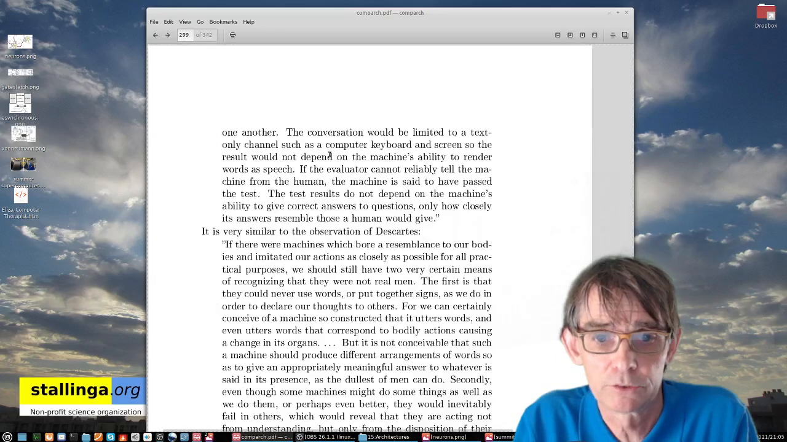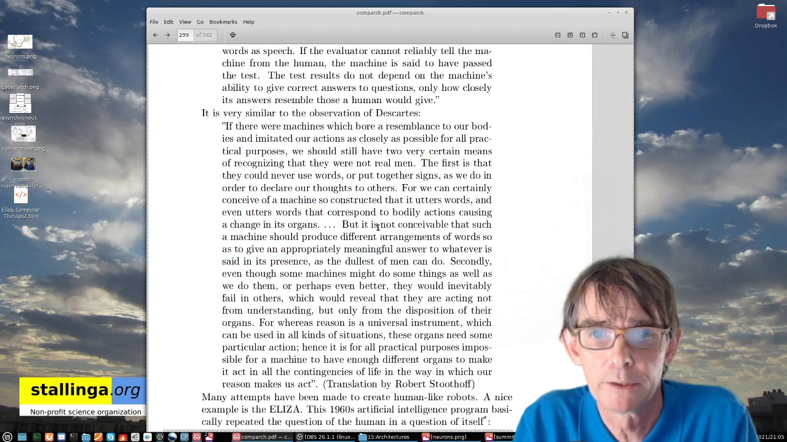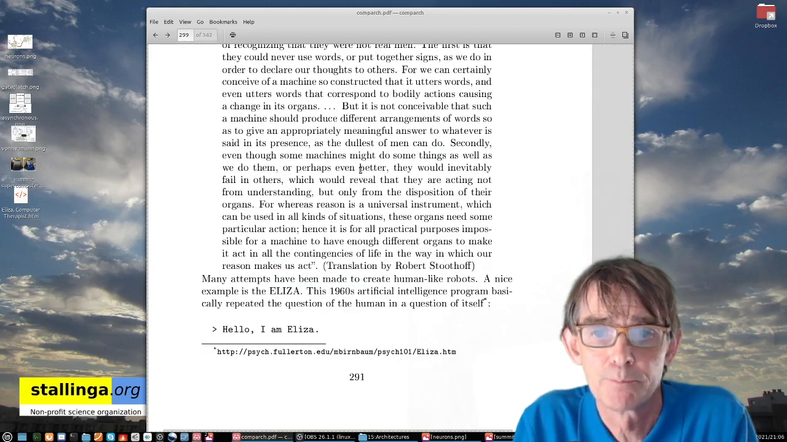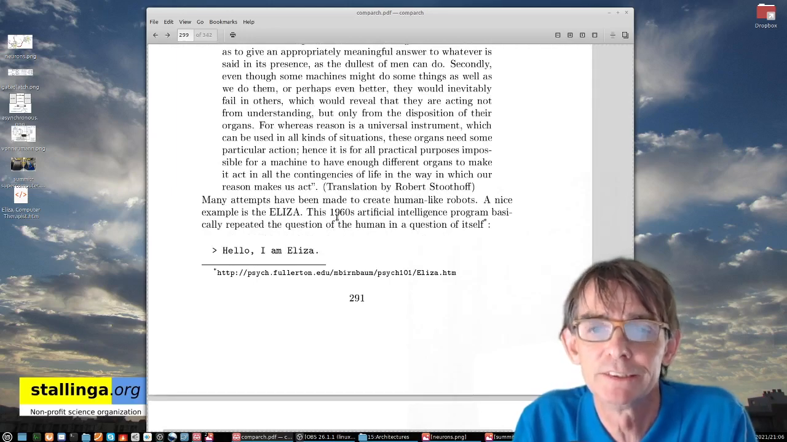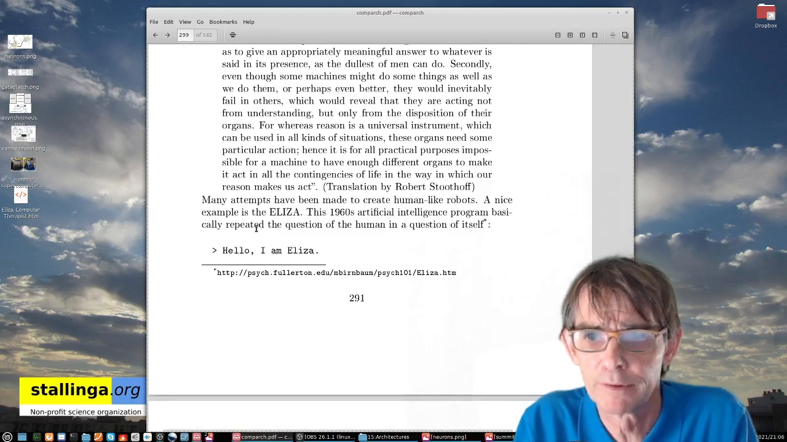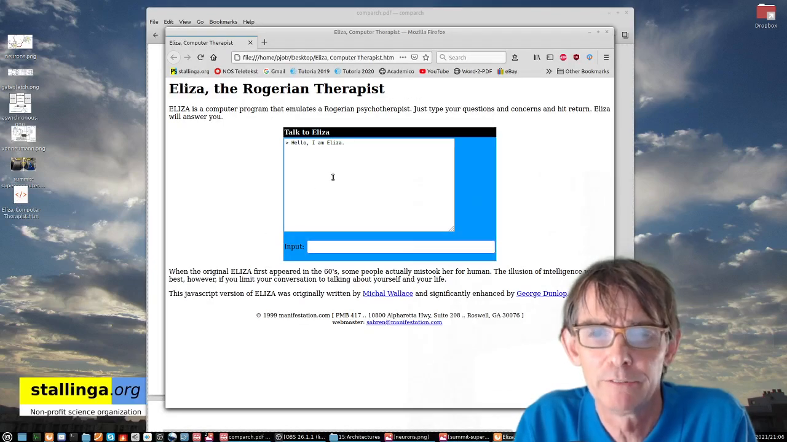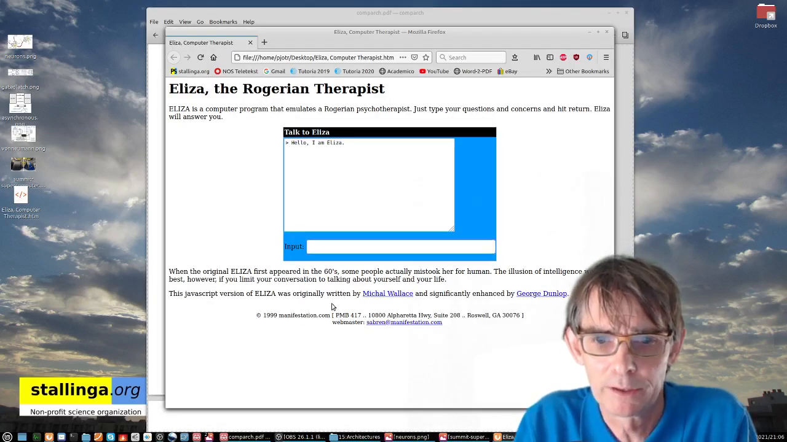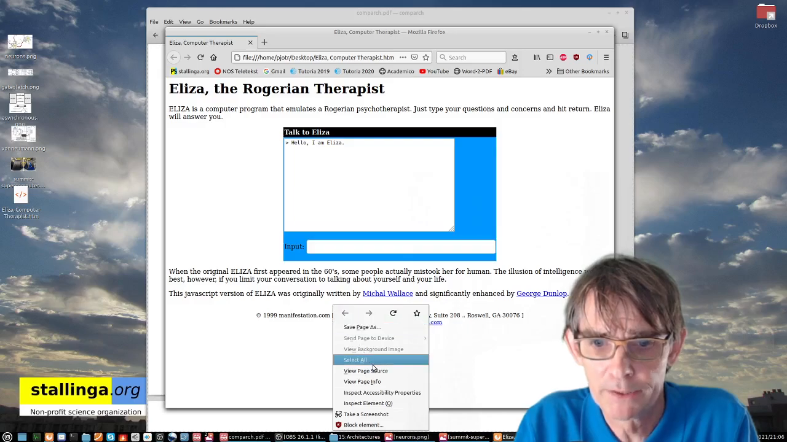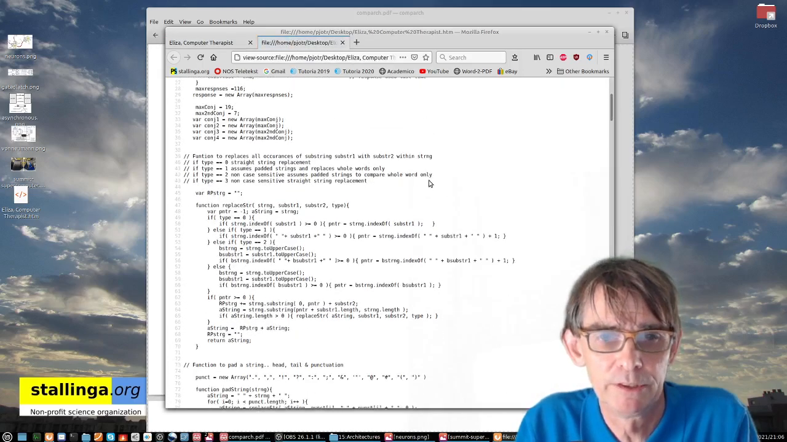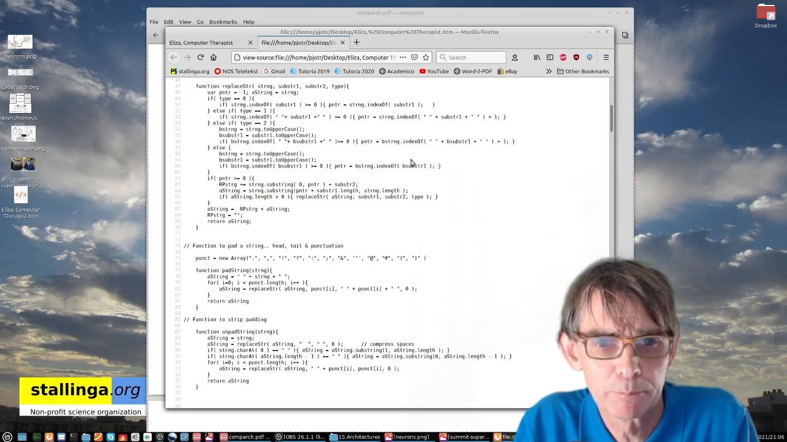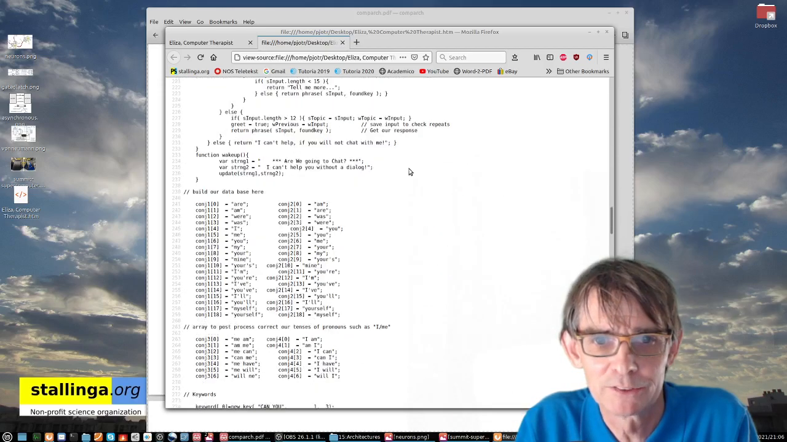Well, Descartes also said something like this, which I'm not going to repeat here. You can find it in the text. But to give you an example, in the 1960s they made a program called ELIZA, which I found somewhere on the internet. You can actually have it running. It's locally on my computer. It's actually very small. To give you an idea, I will show you the page source. You can see this is written in JavaScript, if I'm not mistaken.